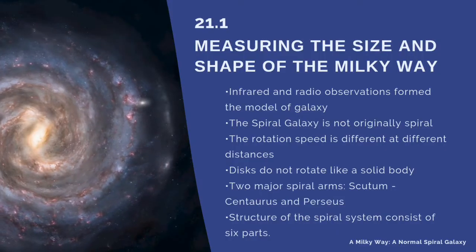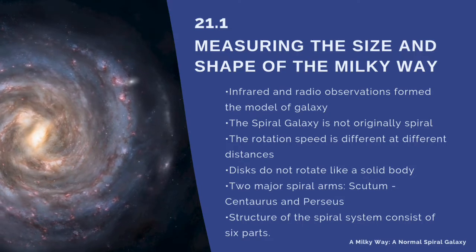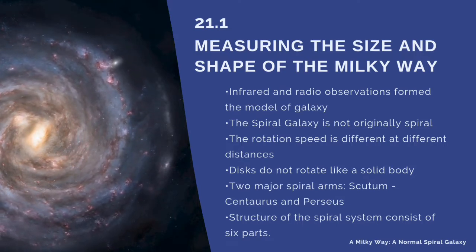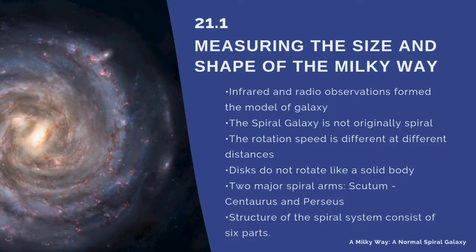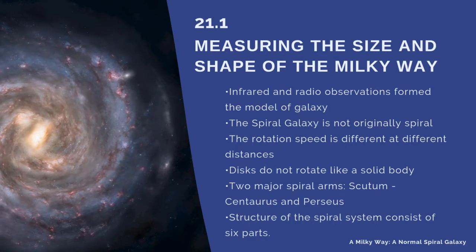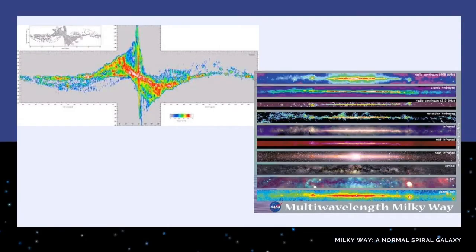In the formation of a single galaxy, there is a dominant theory called bottom-up formation, which means that smaller clouds merge and form a larger structure that then becomes a galaxy. The flat disk appears because of rotation and conservation of angular momentum. Modern infrared and radio observations form the current model of the Milky Way galaxy.